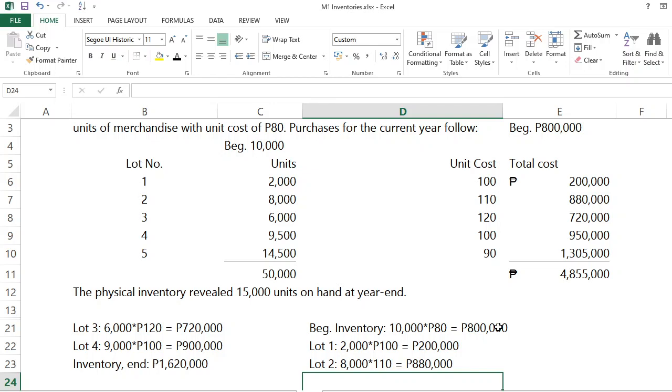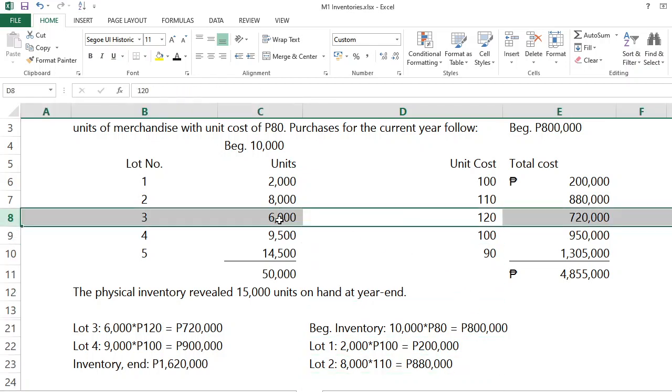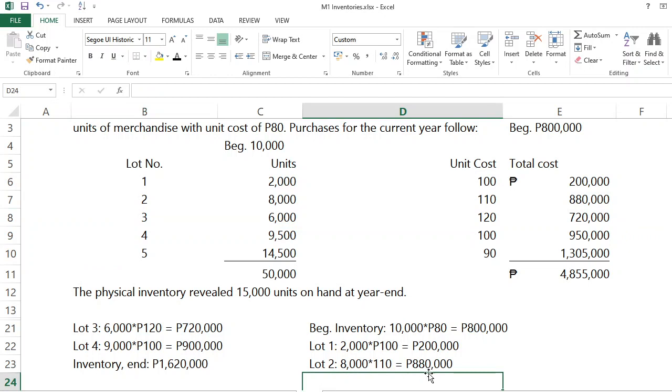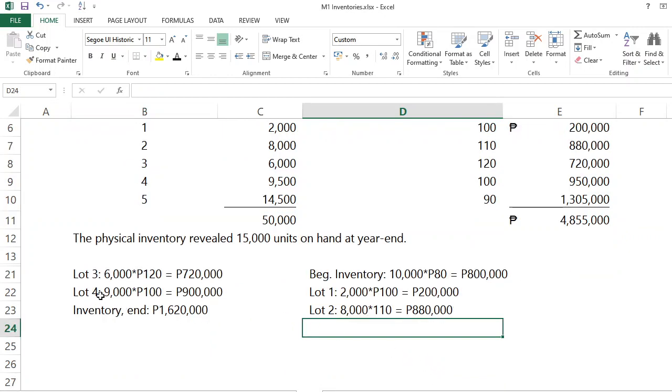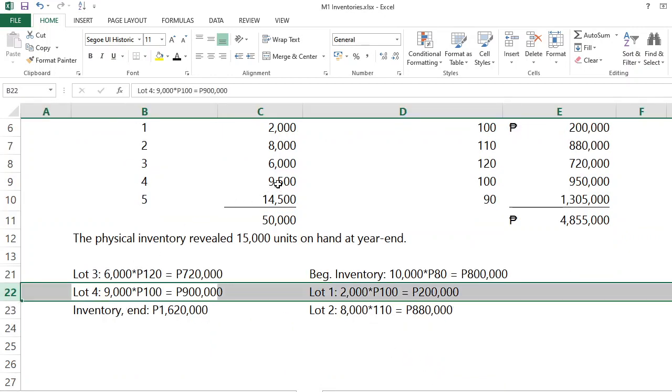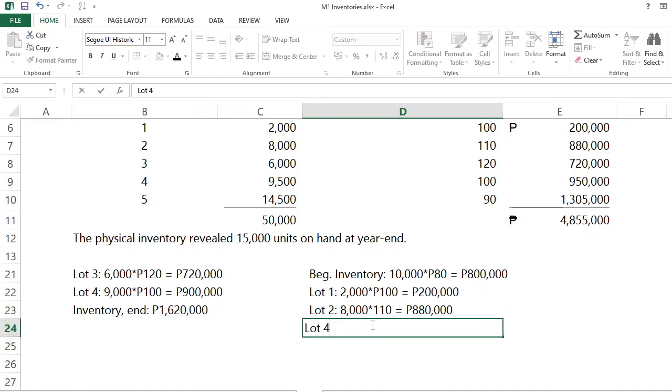Your lot number 3, okay diyan. Di yan nabenta. Wala din nabaligya. Inventory end, pasabot na bilin. How about your lot number 4? 9,000 na bilin, therefore, ang 500 na difference ang nabaligya. So, lot 4, that's 500 times how much? 100. And that is 50,000, tama ba?